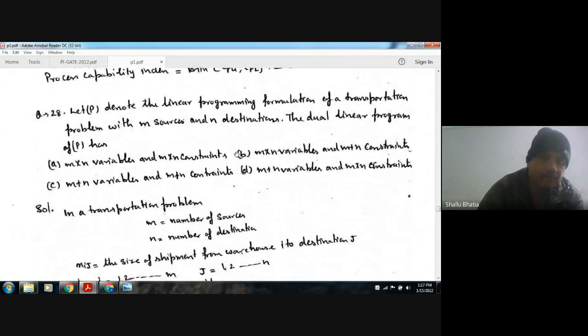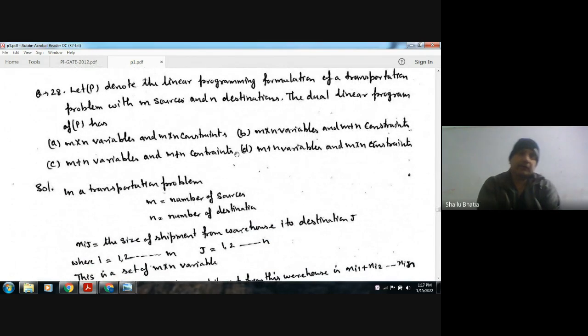Next, let P denote the linear programming formulation of a transportation problem with M sources and N destinations. The dual linear program of P has: option A, M into N variables and M into N constraints; B, M into N variables and M plus N constraints; C, M plus N variables and M plus N constraints; D, M plus N variables and M into N constraints.